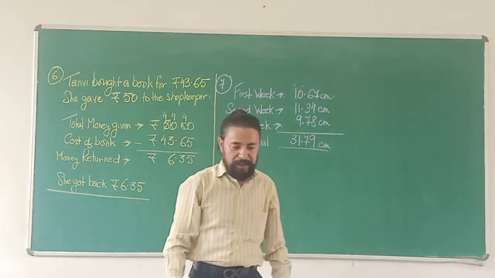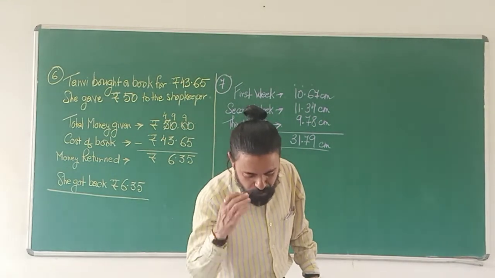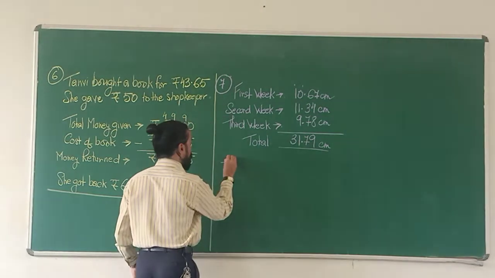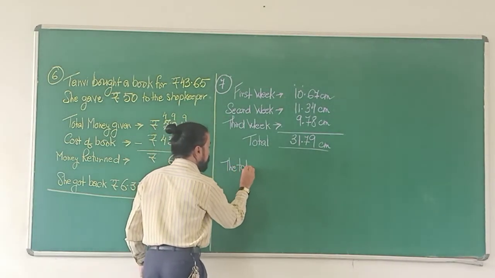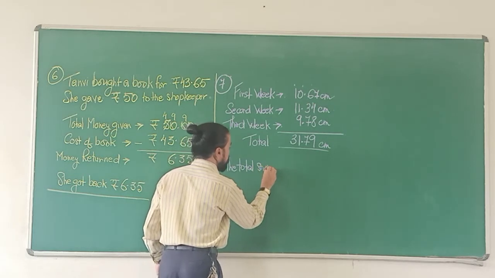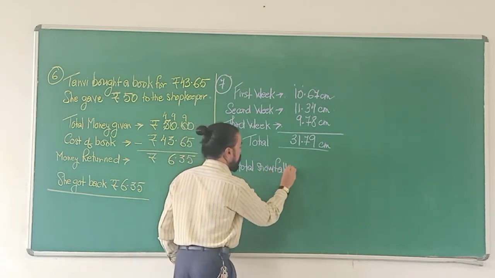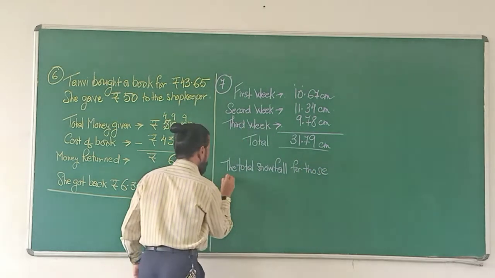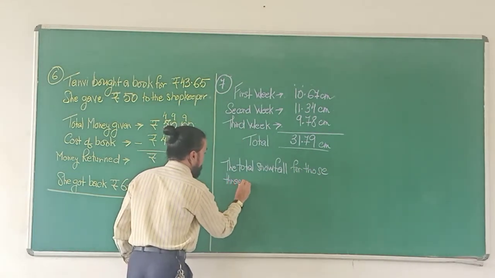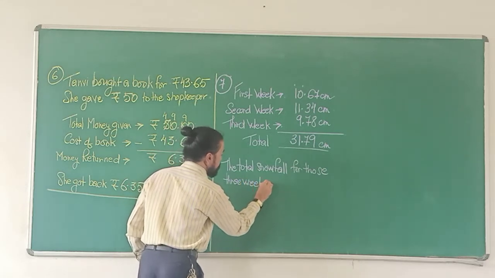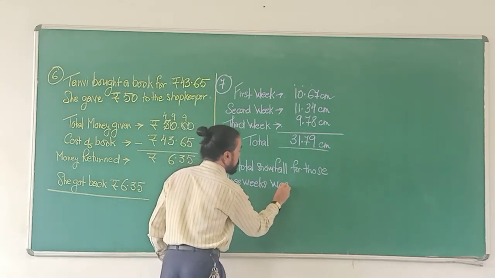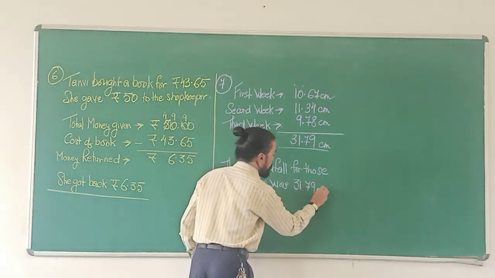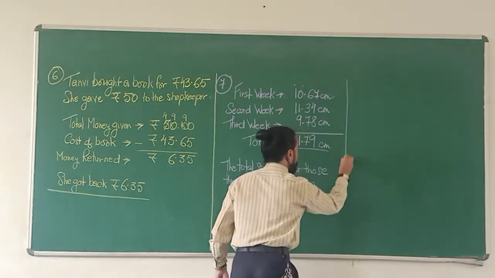So I have to have a final statement and I go to my question and it says, what is the total snowfall in those 3 weeks? The total snowfall for those 3 weeks was 31.79 centimeters, and that's my answer.